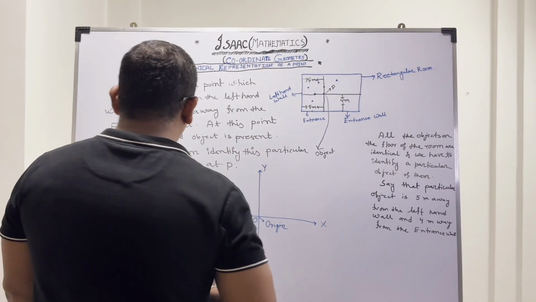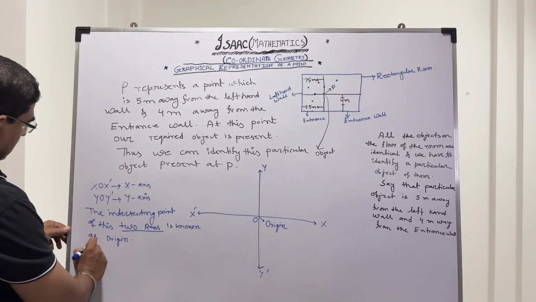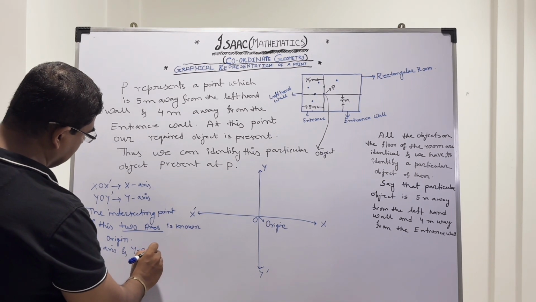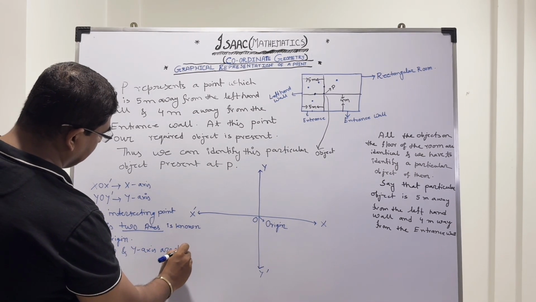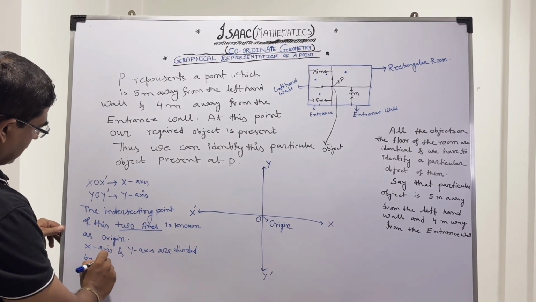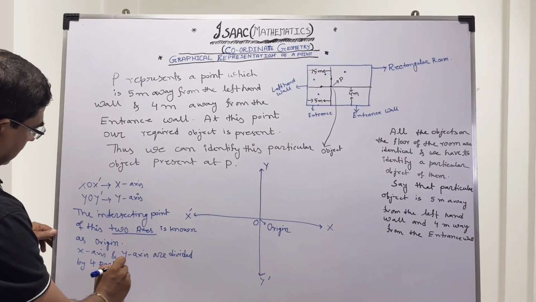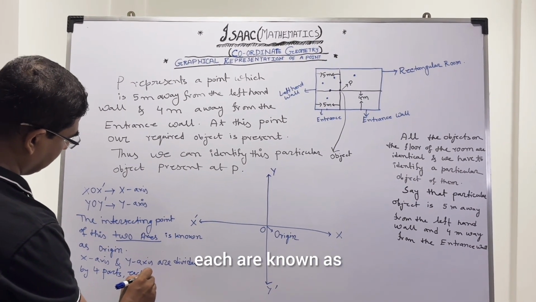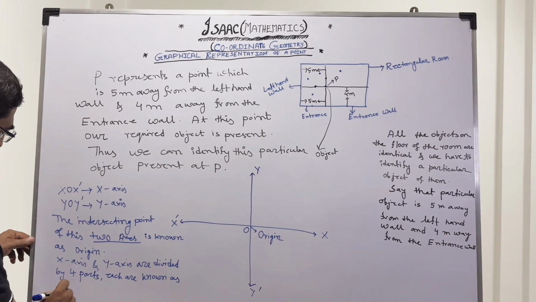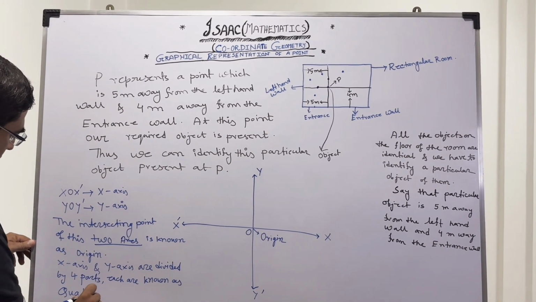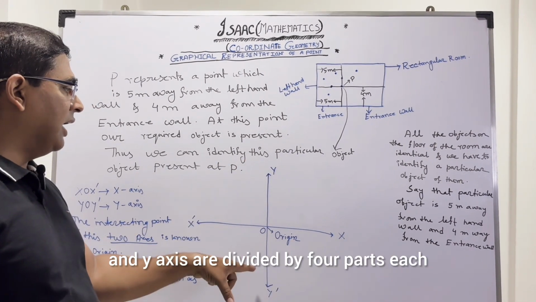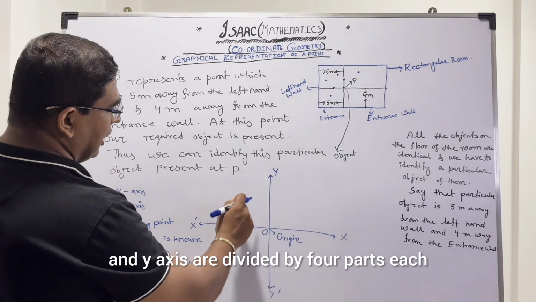Okay. So we can say x-axis and y-axis are divided into four parts. Each is known as a quadrant. So this x-axis and y-axis are divided into four parts. Each is known as a quadrant.